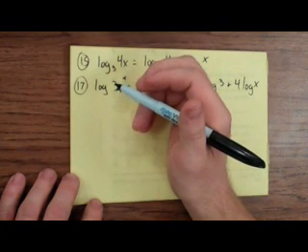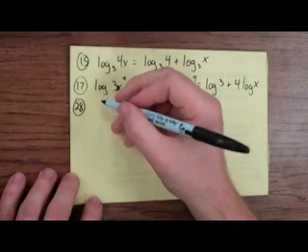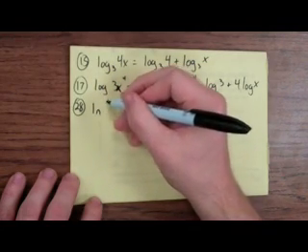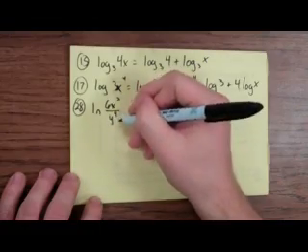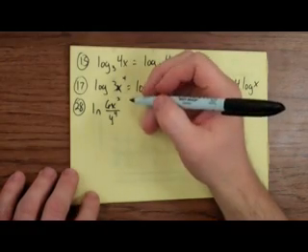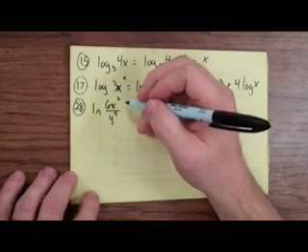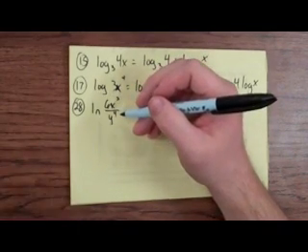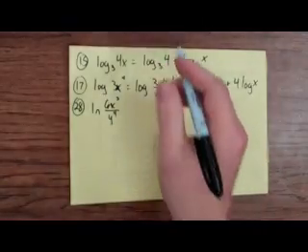Okay. Let's go to 28. The natural log of 6x squared over y to the 4th. All right. So, all sorts of stuff is going on here. We've got powers and products and quotients. Everything is happening here. But we got to make sure that we do it in the right order.